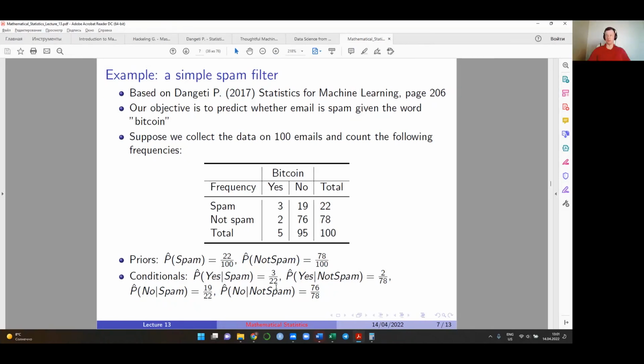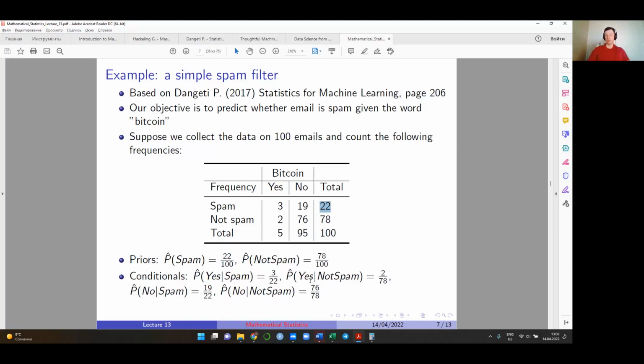3 over 22. I can also do this with the help of Bayes' rule. But in this case, I need to compute 3 over 100, and then divide this by 22 over 100. But it's still going to be 3 over 22. So no need to do all these unnecessary steps. I will calculate this straightforwardly as 3 over 22, because 3 out of 22 spam emails have the word Bitcoin.